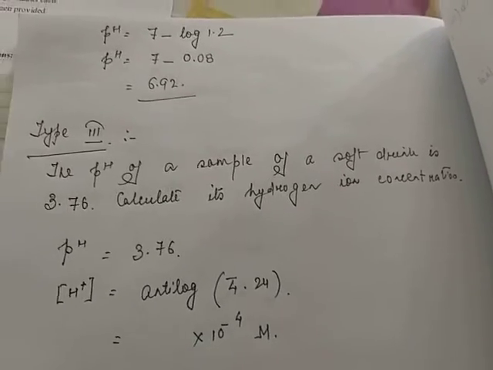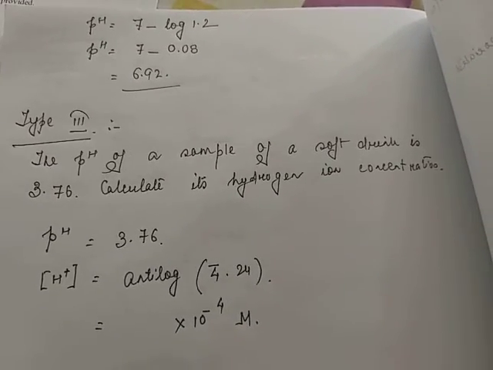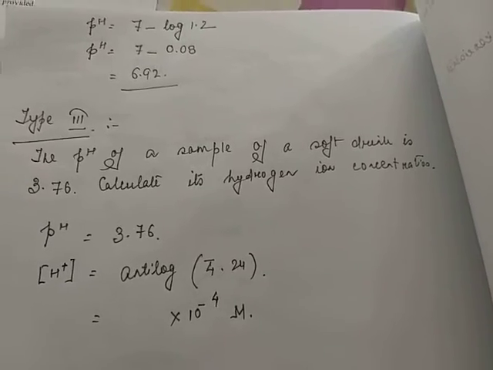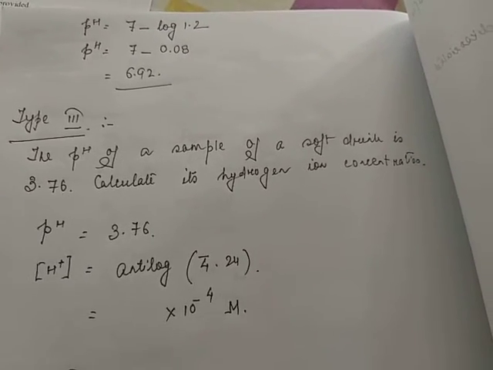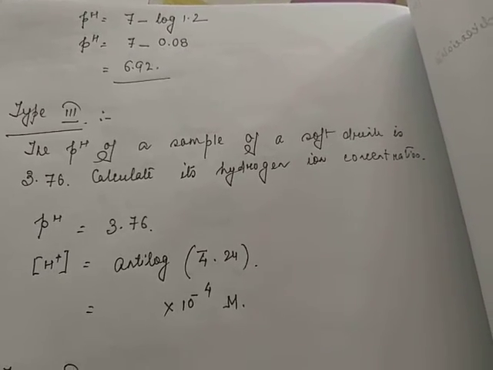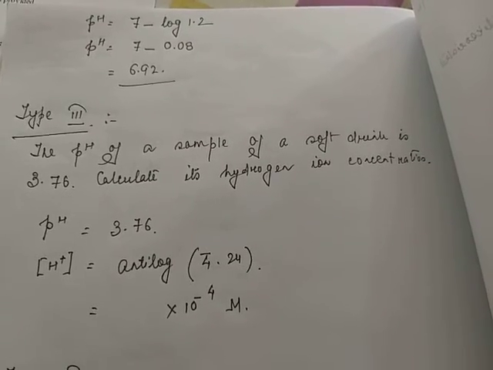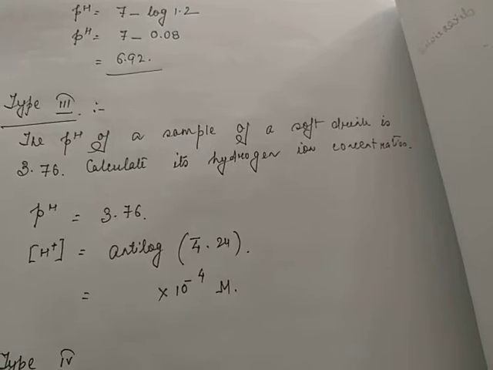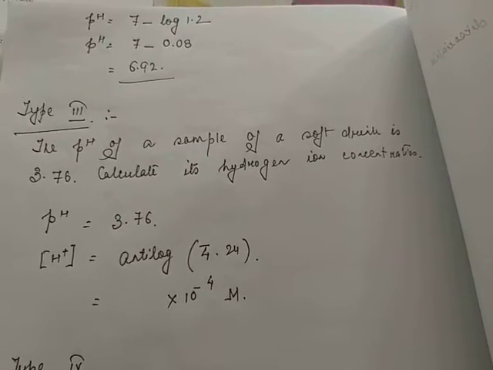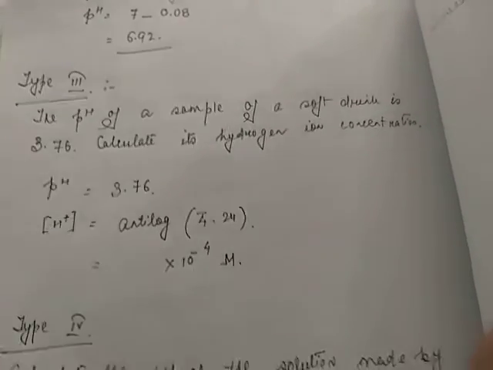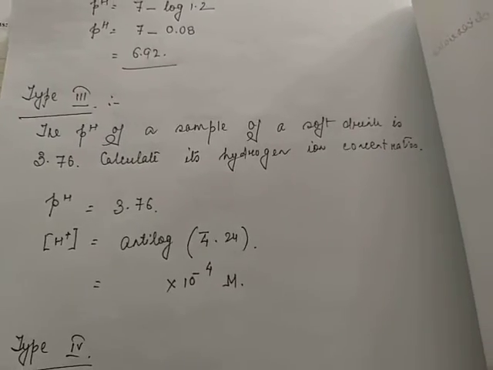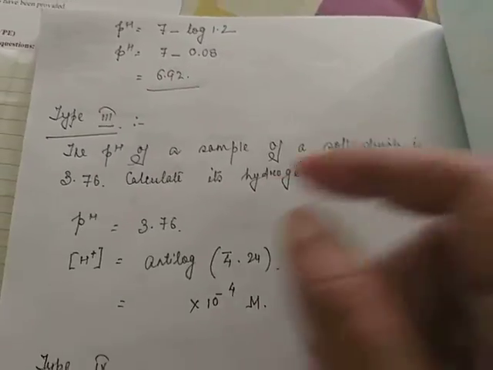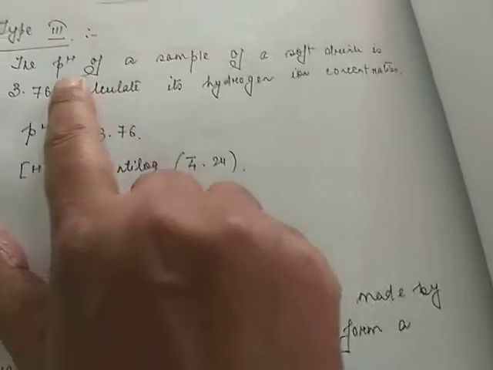6.92. One point I'll tell you: from 2020 onwards, the log table is not provided. That makes the work easier for you. You do not have to see the log table. The values will all be provided. Log and antilog, the requisite values will be provided. Let's see the next question, type 3.